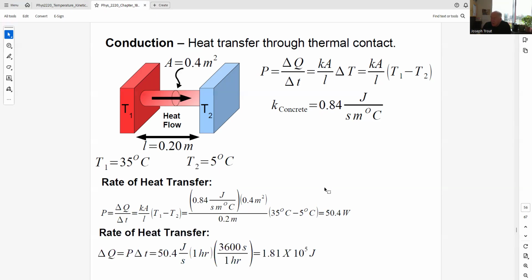So once we know the rate of heat transfer, we can figure out how long it takes. So for instance, how much heat is transferred in an hour? We just take the number of joules per second and multiply it by 1 hour, putting it into seconds, and we end up with 1.81 times 10 to the fifth joules.